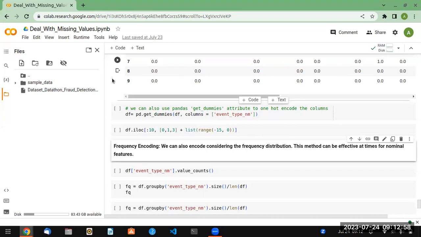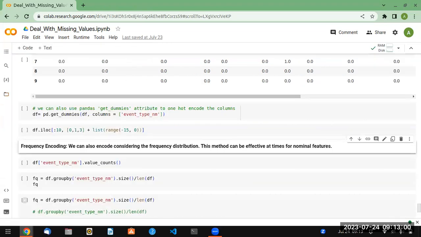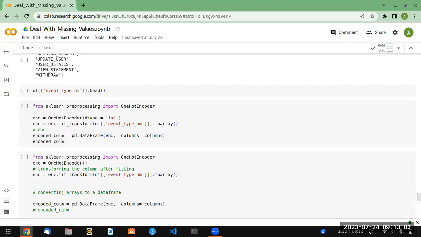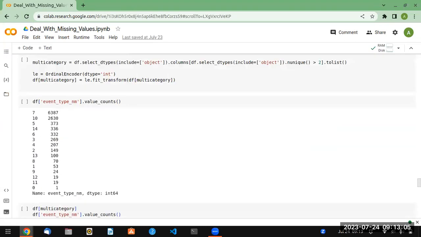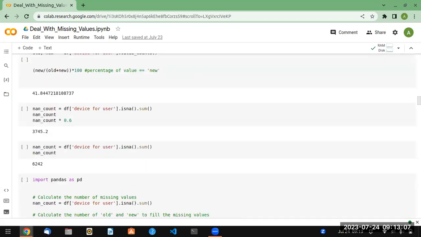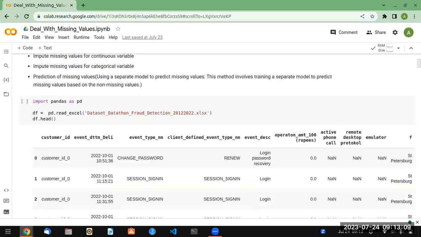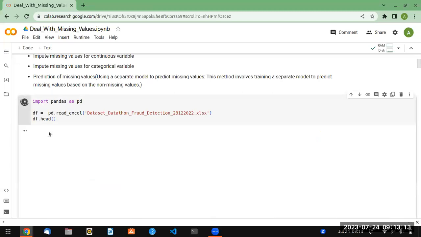Okay, let me run this one. I have to add this, right, guys? Let me go to the top. This is the file, I think.